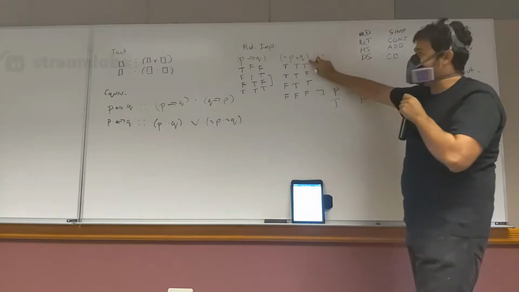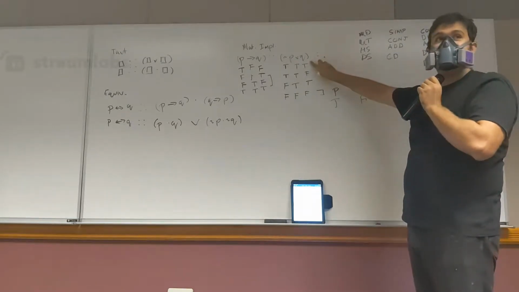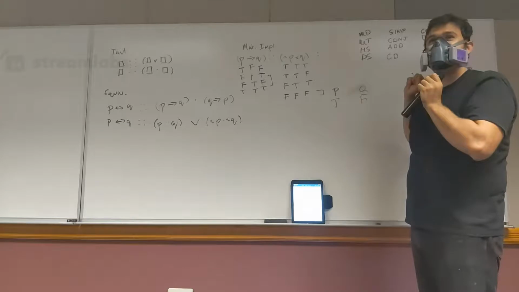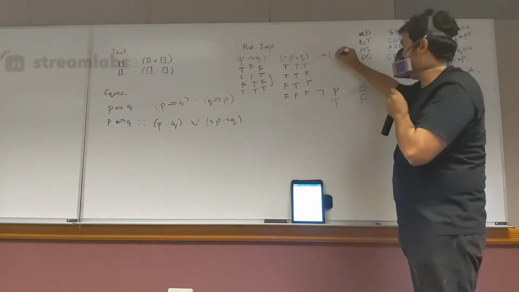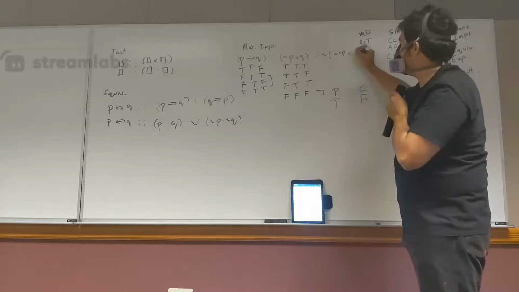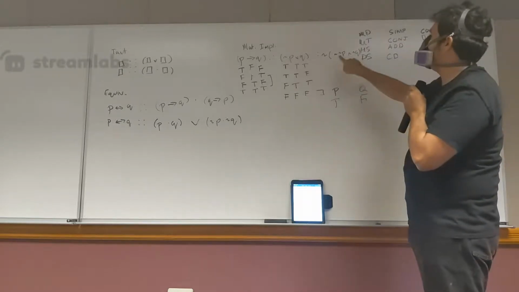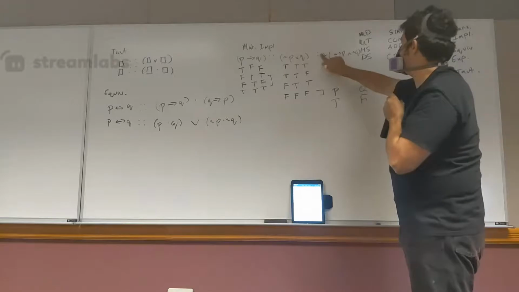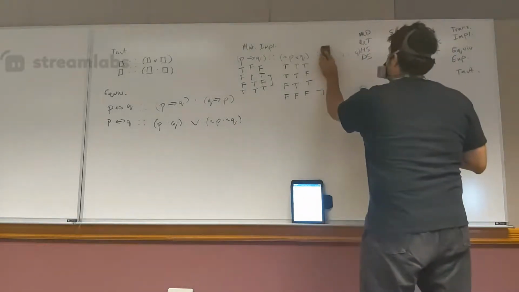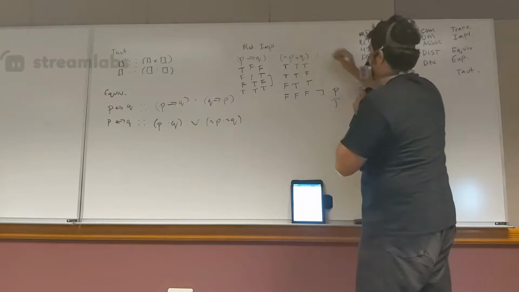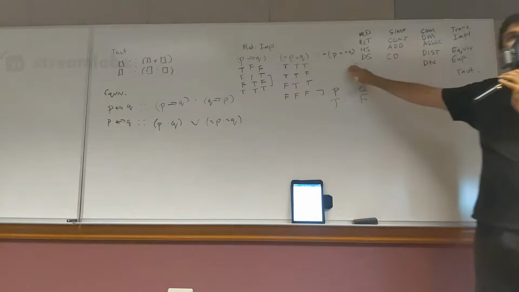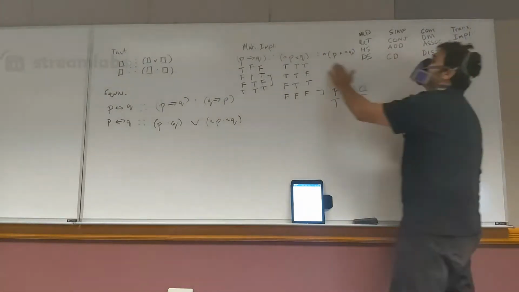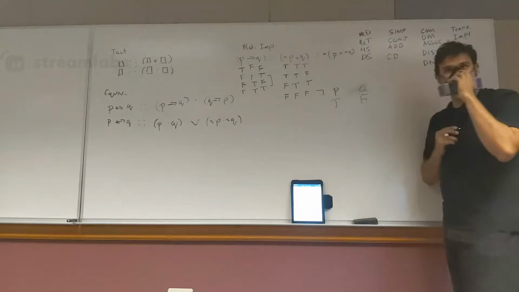If I do a De Morgan's on this, what's the procedure I just described? Remember? Add negation to the outside, then to the insides, and flip it. Not P and not Q, which is just the same as saying, yeah, it's not the case that P and not Q. Right? So this is literally just defining what this means.